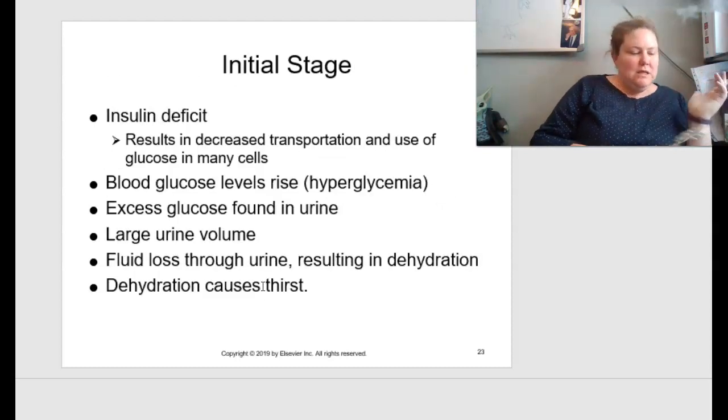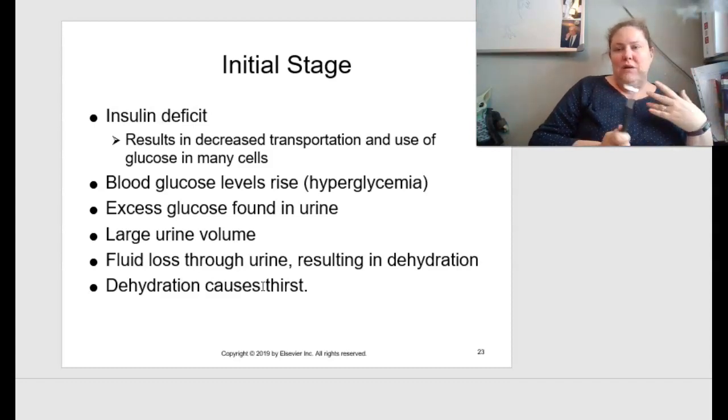So with the initial stages of diabetes, this is getting into the pathophysiology of it, and this is now on page 405. The initial stage is going to be insulin deficit, and this results in a decreased transportation and use of glucose in many of the cells. The blood glucose levels will rise, and this is called hyperglycemia. High is hyper, glycemia is sugar. So you have high sugar.